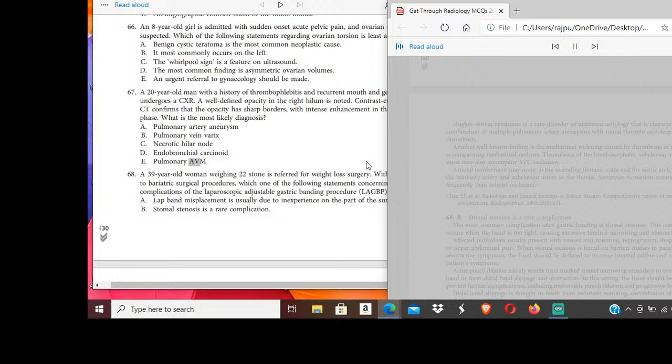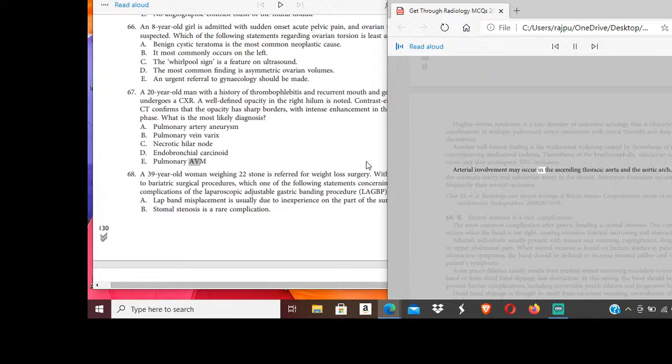Hughes-Stovin syndrome is a rare disorder of unknown etiology that is characterized by the combination of multiple pulmonary artery aneurysms with mural thrombi and deep venous thrombosis. Another well-known finding is the mediastinal widening caused by thrombosis of the SVC and accompanying mediastinal edema. Thrombosis of the brachiocephalic, subclavian, and axillary veins may also accompany SVC occlusion.